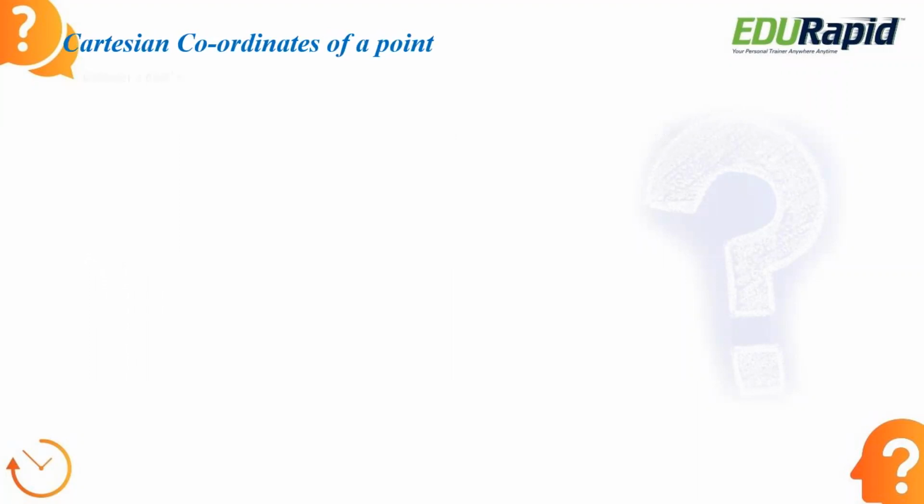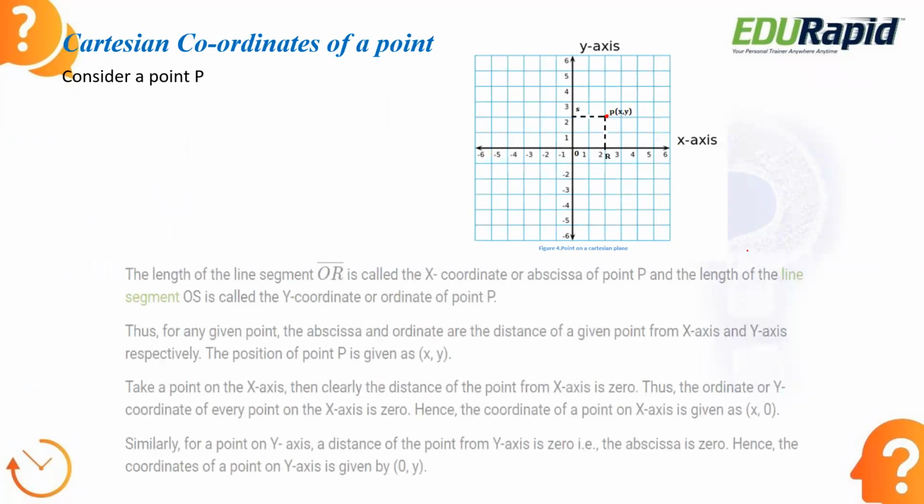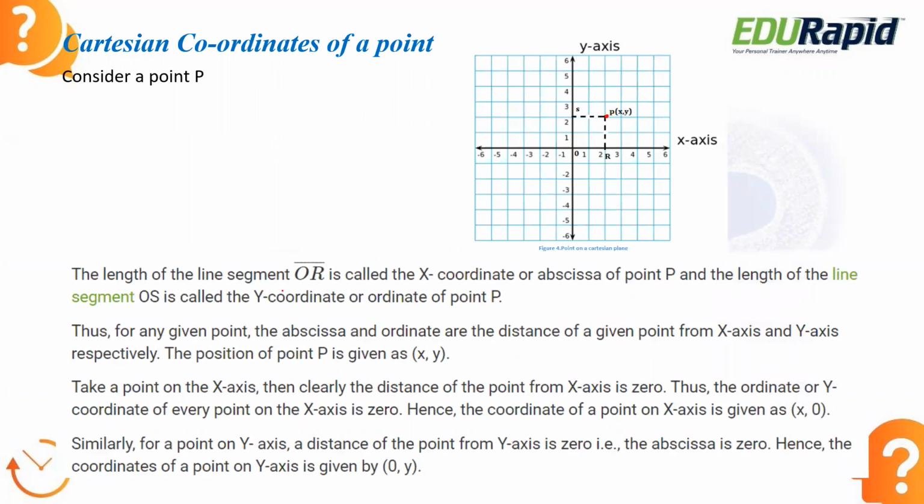So now Cartesian coordinates of a point. If you consider a point P in the X and Y axis in the first quadrant here, P of X comma Y, we see that the length of the line segment OR is called the X coordinate, or here you observe that this one, OR.